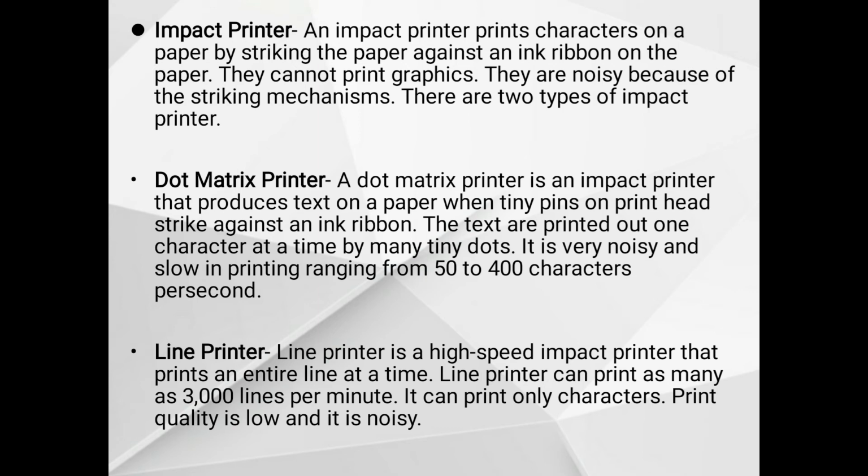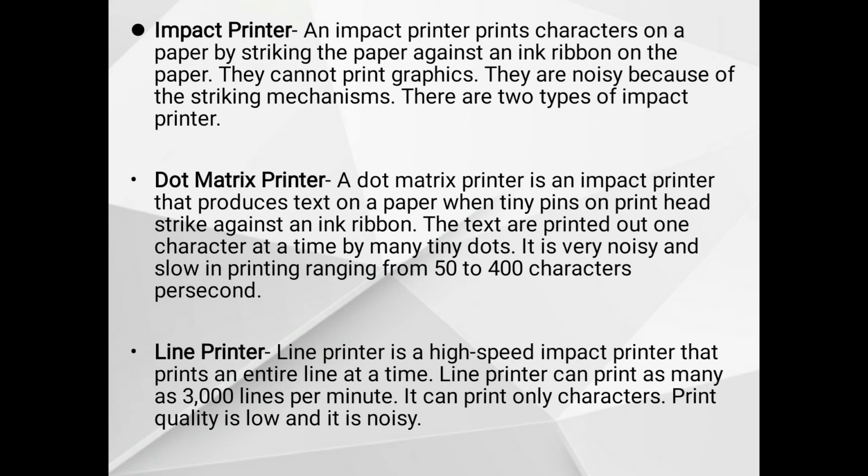Next you have is the line printer. So line printer is also another type of impact printer, and compared to the dot matrix, it is a high speed impact printer, but it prints an entire line at a time.